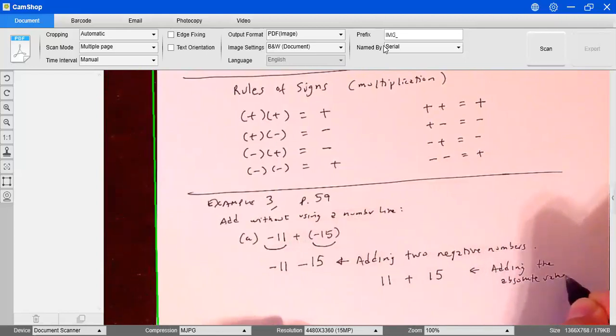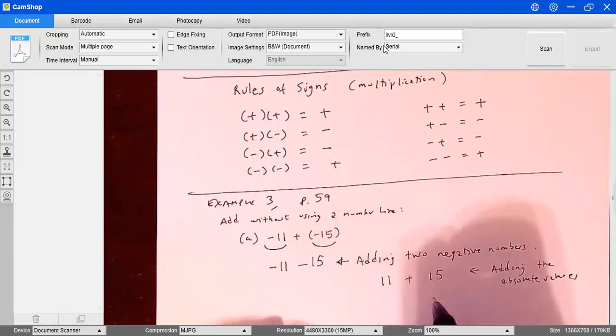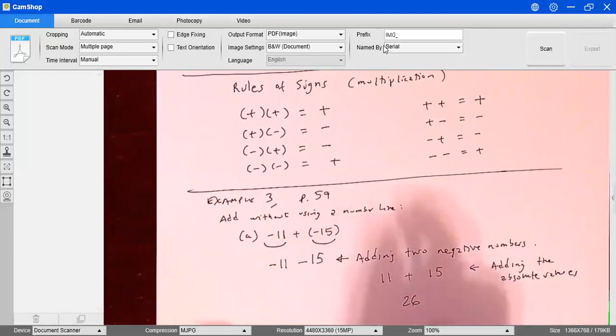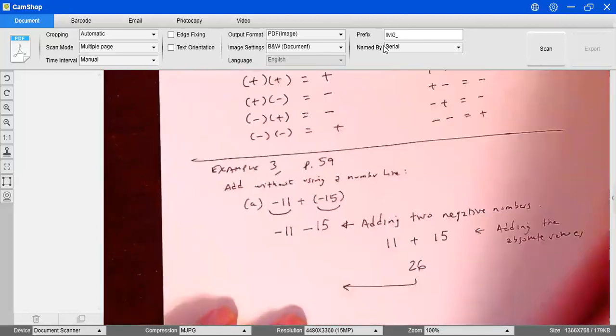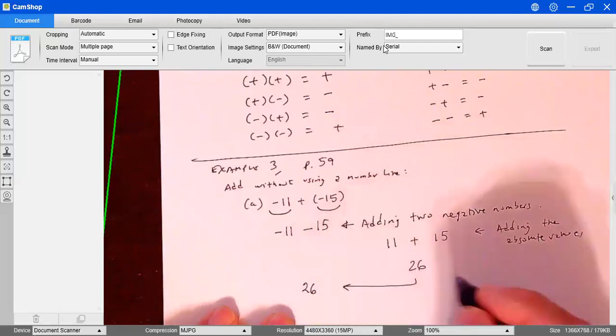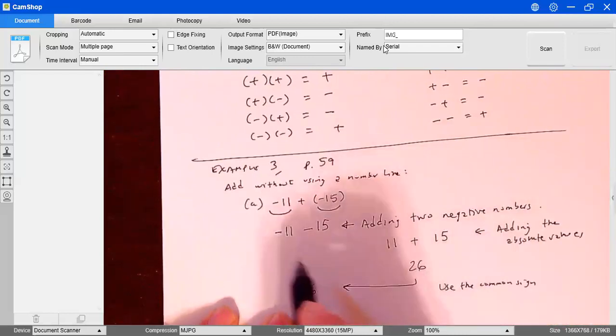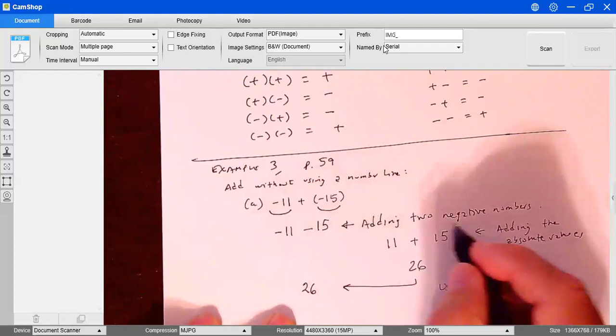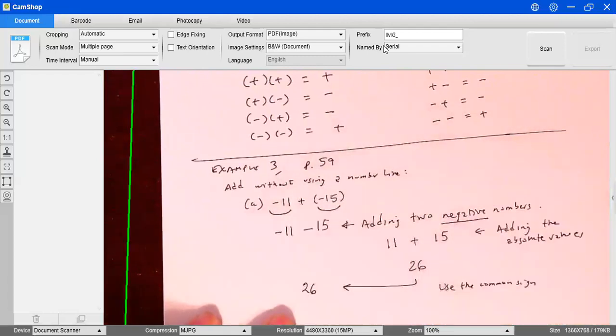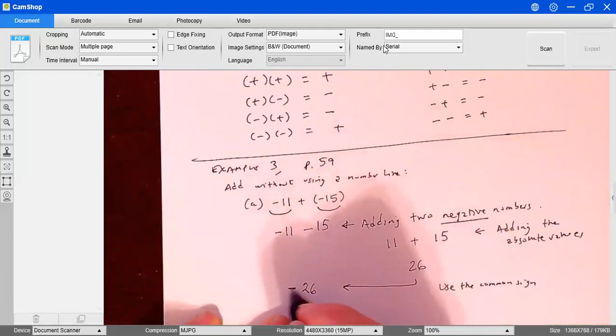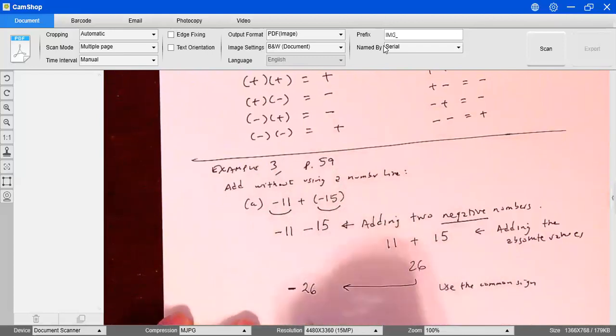So if you add the absolute values, you're going to get, in this case, 26. Then to report the result, you're going to write this value and you're going to use the common sign. What is the common sign? In this case, the common sign is a minus because it's a negative. So you need to write this here because that's the common sign. And this is the answer.